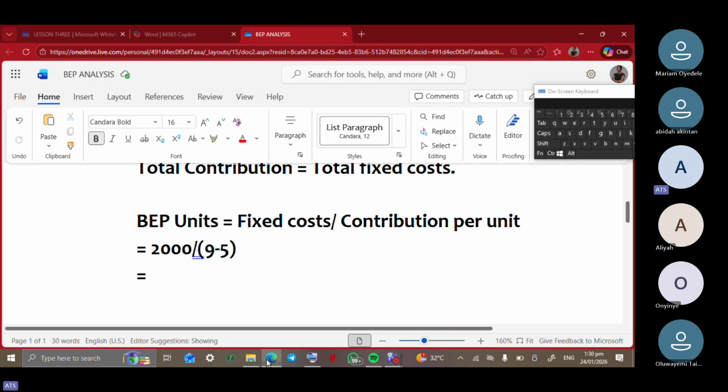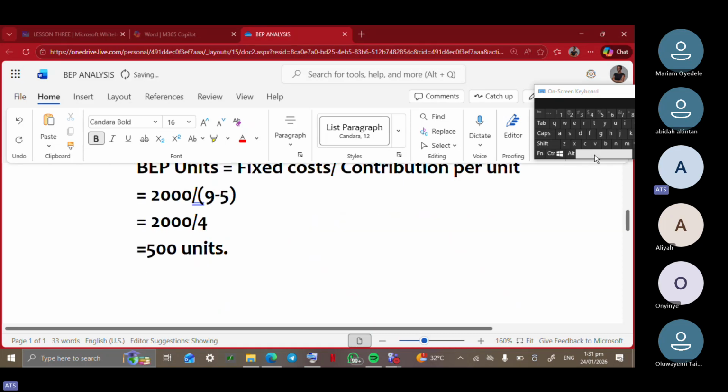So let's get back to it. Coming back to this, the answer is going to be 2,000 divided by 4. So your answer would be 500 units. That's the first one. So here we've looked for the BEP.